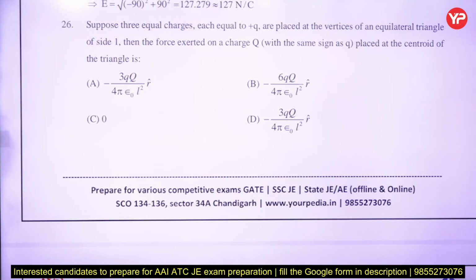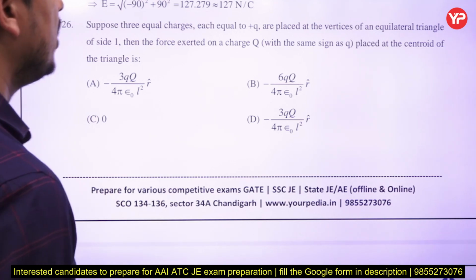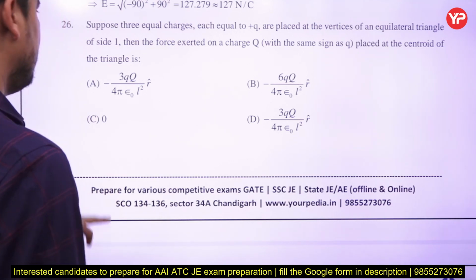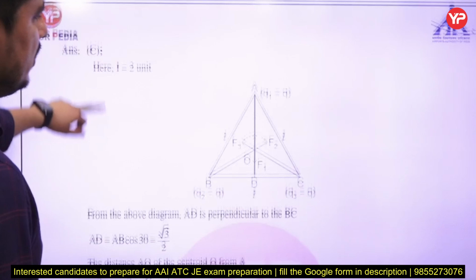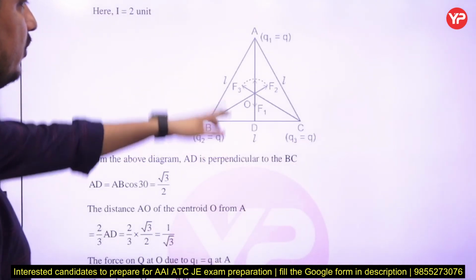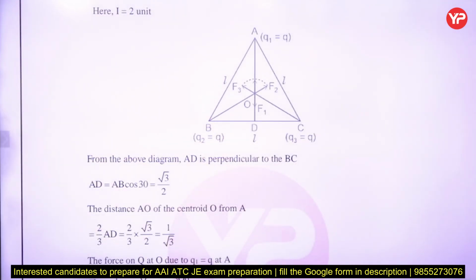Next, suppose that three equal charges, each charge equal to plus q, are placed at the vertices of an equilateral triangle of side 1 centimeter. The force exerted on a charge q placed at the centroid of the triangle. See, whenever you make a figure like this, this is the figure for the equilateral triangle, and you are calculating the force on the center, right?